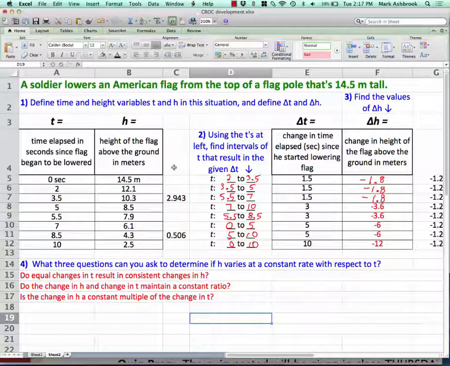Say yes. Okay, why don't you talk about it with the person next to you? We just got that H over T is not in a constant ratio. It's changing. Question is, are H and T in a constant rate of change relationship? Talk to the person next to you. Go.